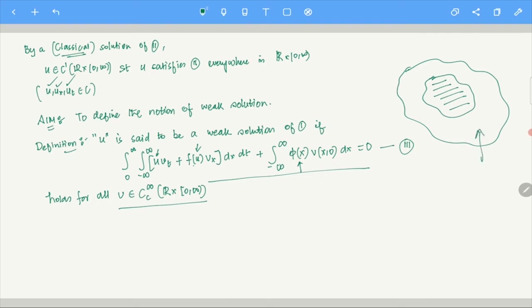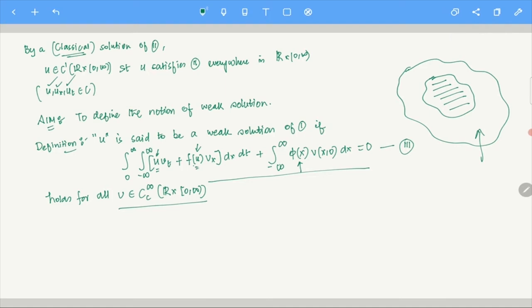The bigger one has many more functions, right? So if you look at the bigger one, the chance of getting a solution is much higher, and also this solution does not have too many restrictions. The other one has a ton of restrictions. So this is called a weak solution.